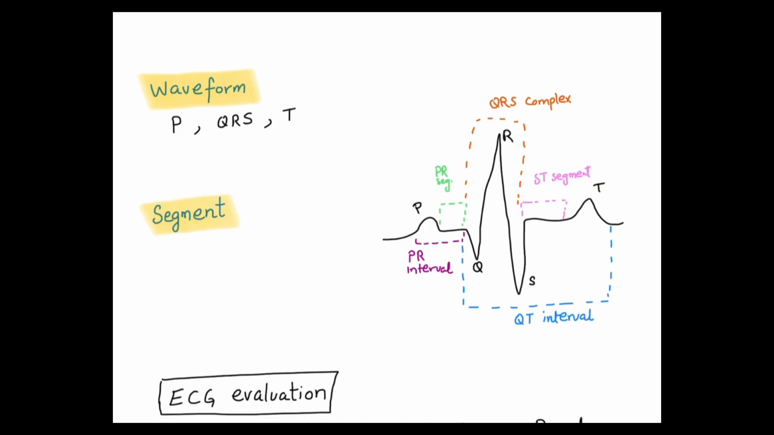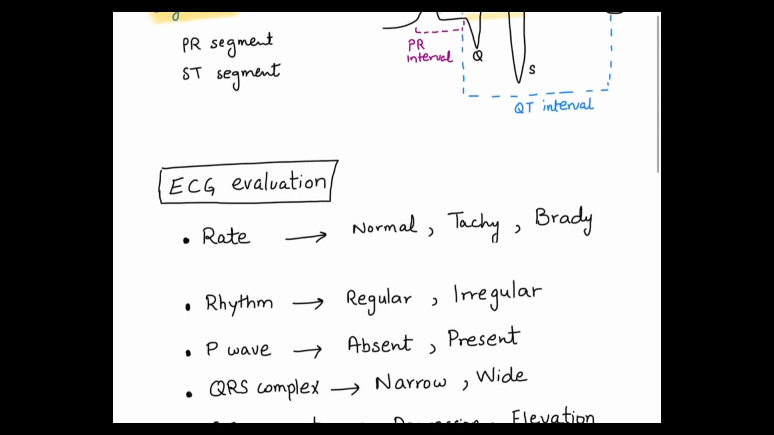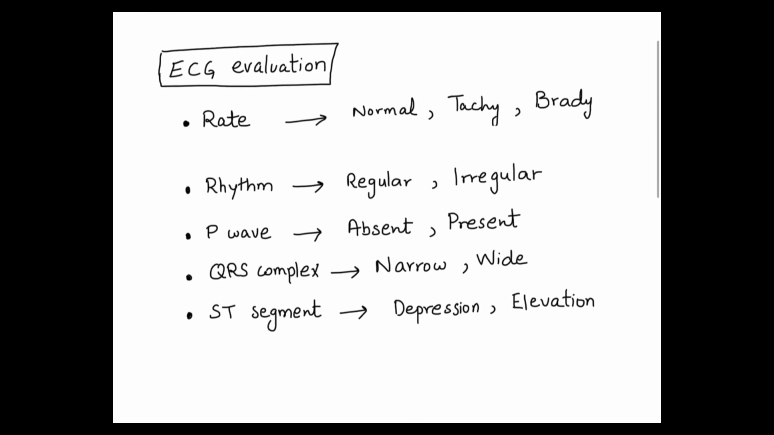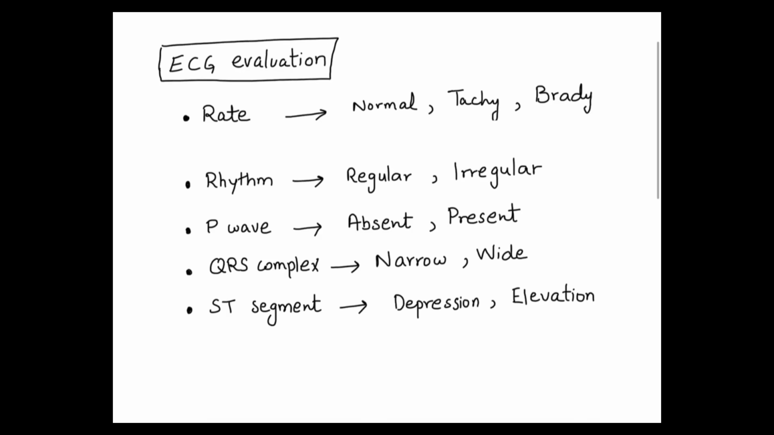Then moving on, we have segments. So we basically have two segments here mentioned. The one is the PR segment, which is really important, and the other very famous one is the ST segment, which is also very important. So we will talk about them one by one. This is basically when you look at a wavy thing and you can name it, like what is what, who is who, it will make it easy.